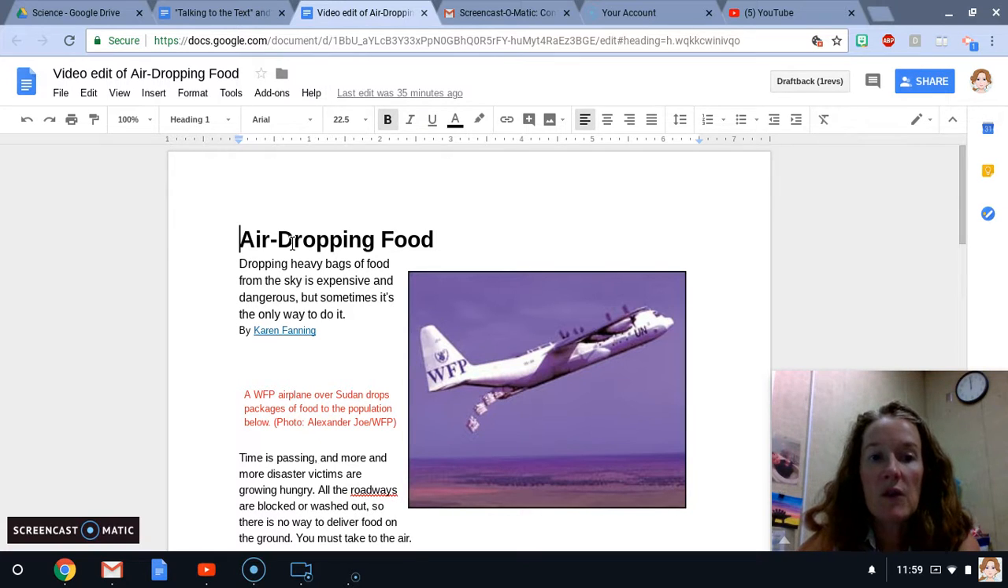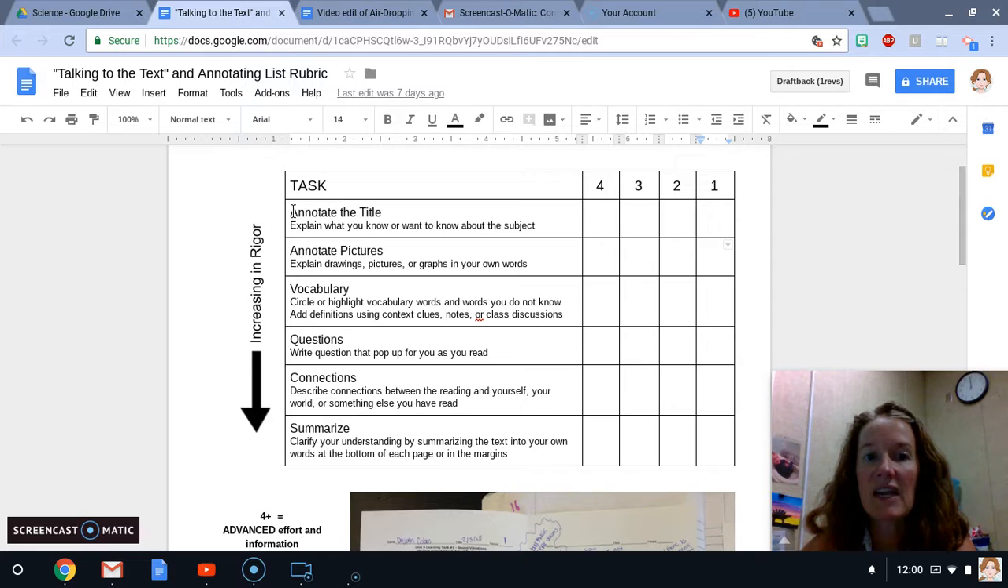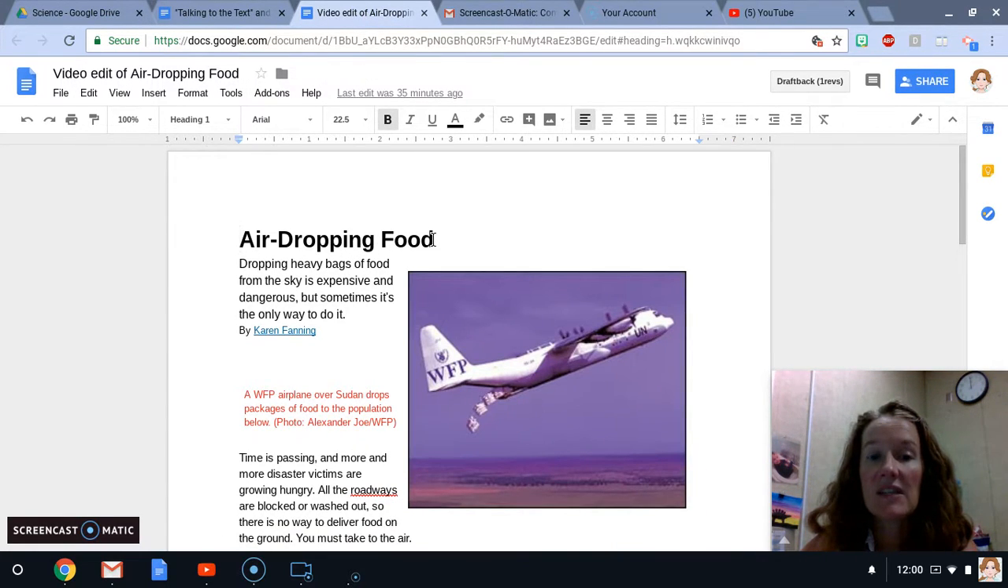So airdropping food, that's the title, right? If you use the task annotating the title, you can ask students to take a minute to annotate this. What do they already know about airdropping food? And they can just write it a little bit on the side. If you have this cut out to put in their notebooks, then they can write around it in their notebooks, which is also kind of fun.